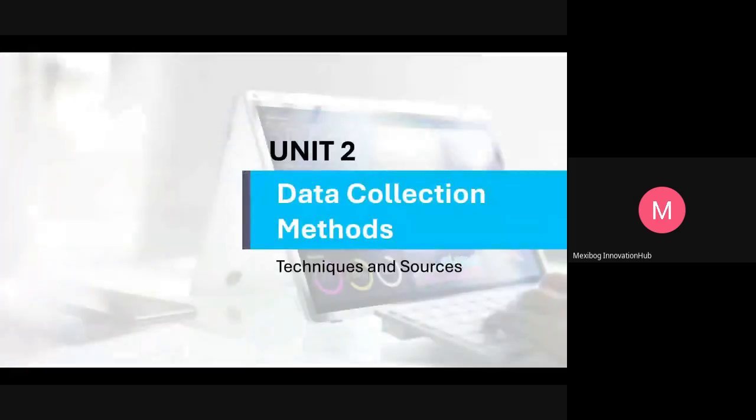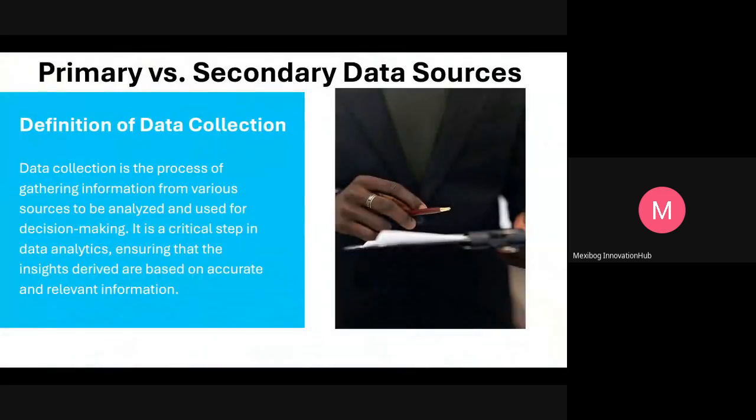Okay. So unit 2, data collection methods, techniques, and sources. So there are primary and secondary data sources. The definition of data collection: data collection is the process of gathering information from various sources to be analyzed and used for decision making. It is a crucial step in data analytics, such that it ensures insights derived are based on accurate and relevant information. We keep saying it, you must work with data and accurate data.